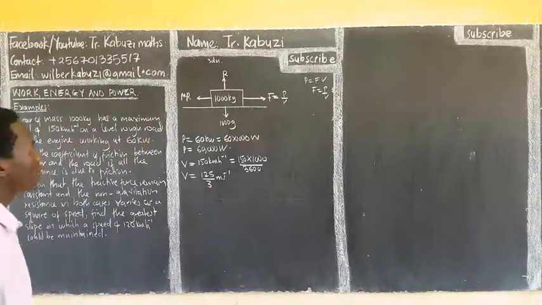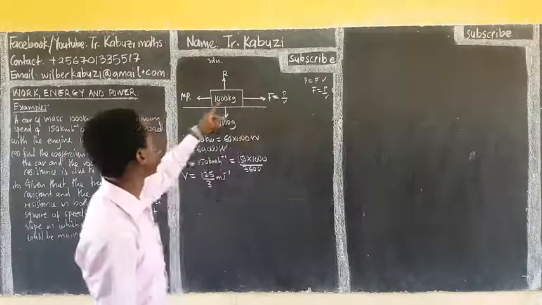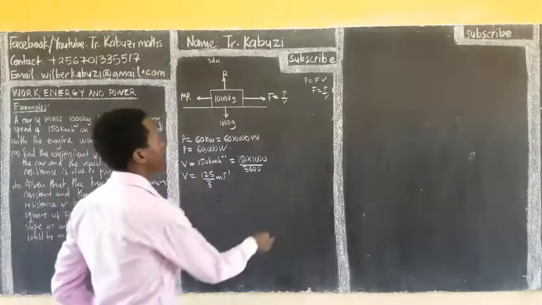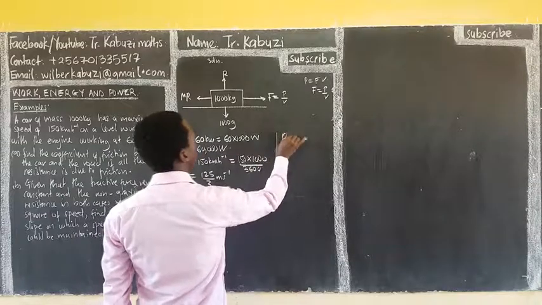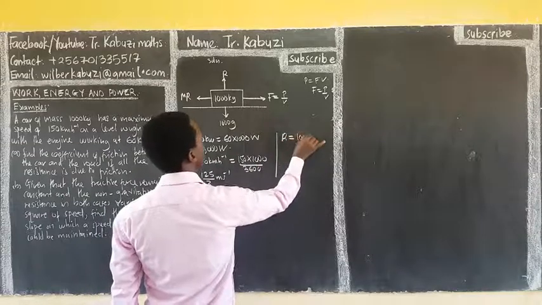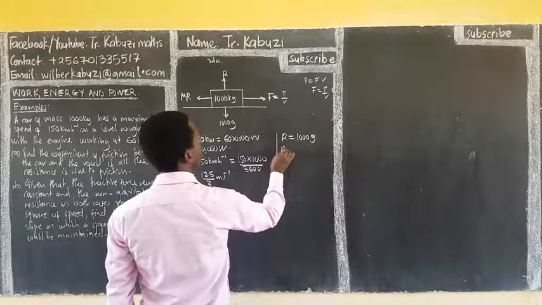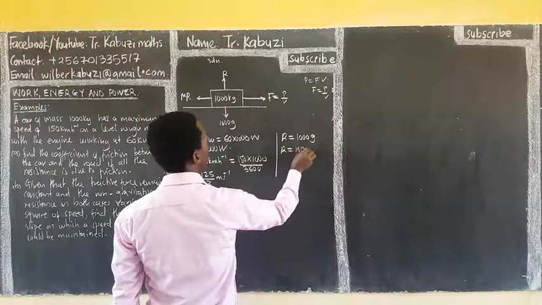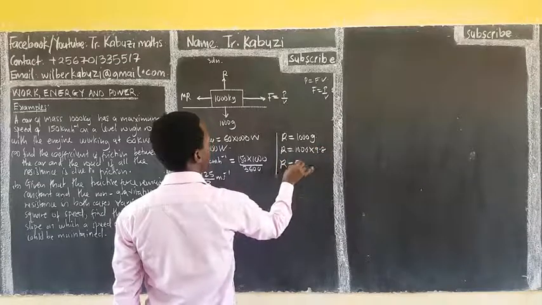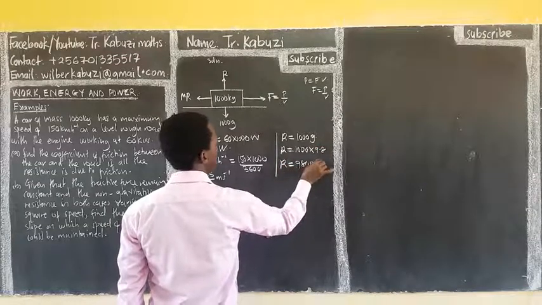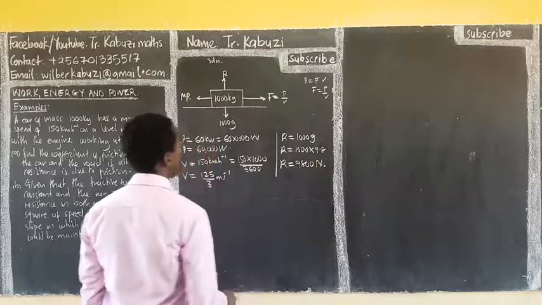Okay. So here we have this, we have this. Then we need R from there. So our R is going to be 1,000 g, which would be 1,000 times 9.8. So our R is going to be 9,800 Newtons.